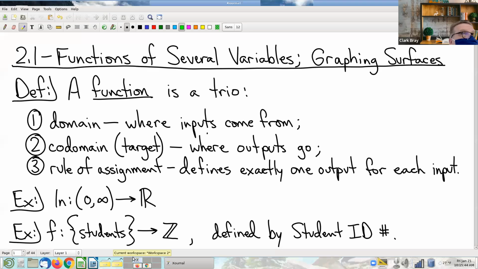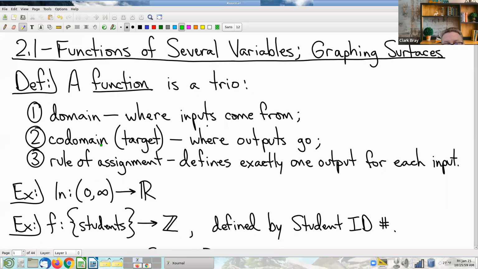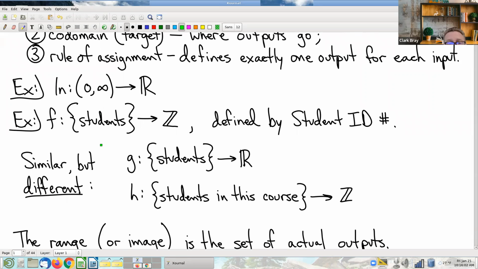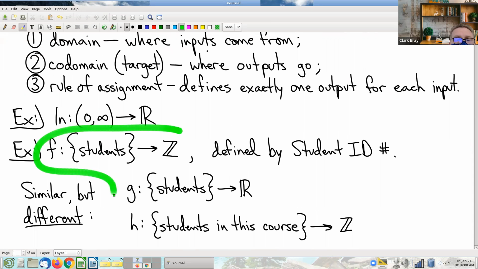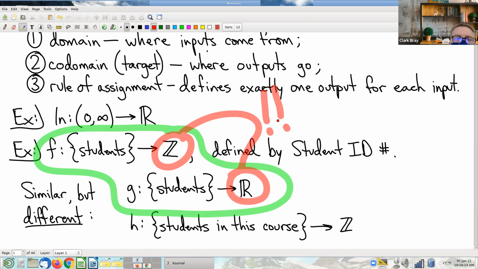All right, so let's get back into the math. Last time we talked about what a function is, right? Not that you haven't had lots of experience with functions, but very importantly, a function is a trio. It's these three things together. A lot of people forget about the first two, but it is an important distinction, and we're going to see some of why today. We talked about this example last time. These two functions are both defined for all students at Duke. They both give the student ID number. What's the difference? The difference is they have different targets. So these are technically different functions.